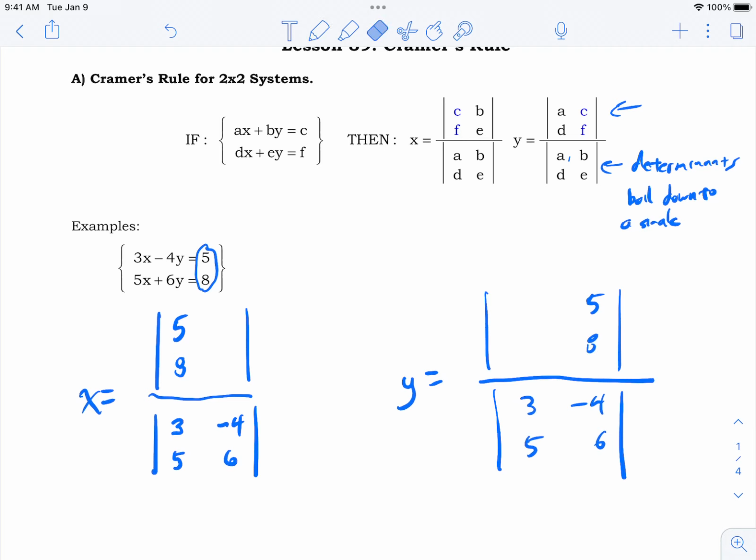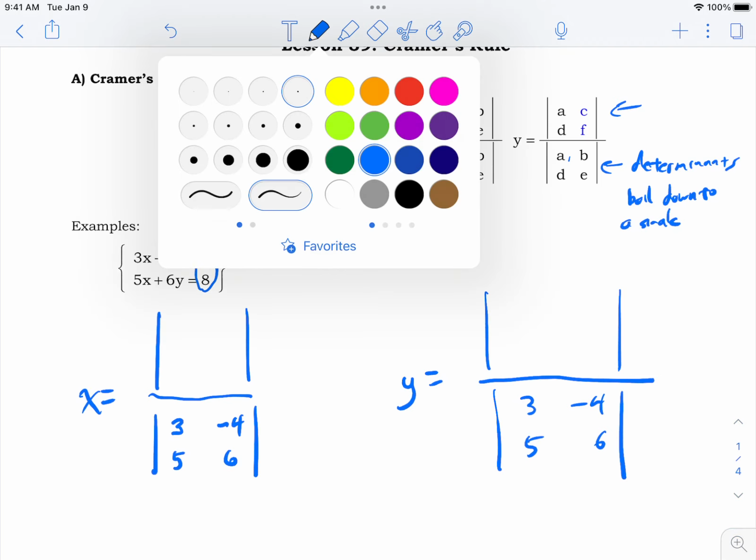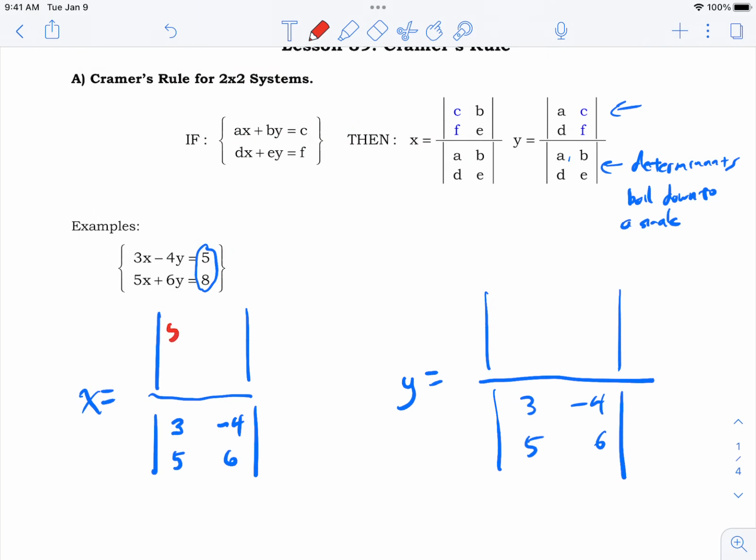In fact, I think I'll do that in a different color just to emphasize. I'm taking the 5 and the 8, in a different color. Okay. And I'm putting them in the x column, so to speak. And I'm putting them in the y column, so to speak.